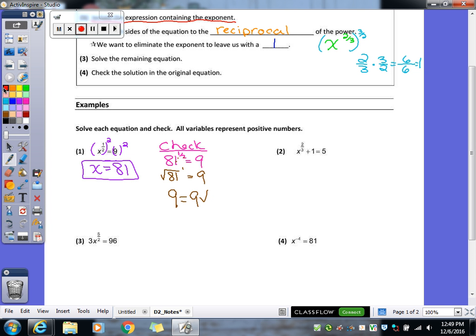All right, so number 2, x is not on its own, so I got to first do what? Subtract the 1. So x to the 2/3 equals a 4. Now the x is isolated, so I'm going to raise both sides to the reciprocal power, which would be 3/2. You just flip it. So those cancel. I'm left with x on the left side. On the right side, again, let's practice this. This means I have the square root of 4 to the 3rd power.